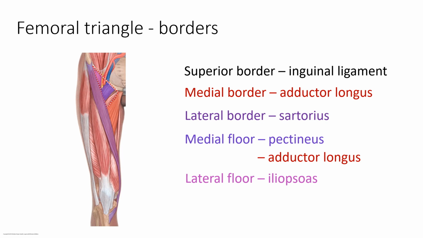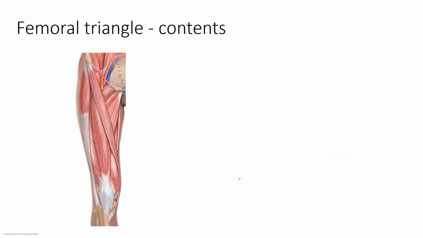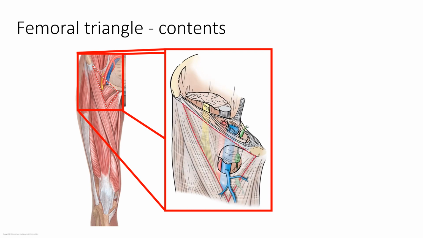Just as a reminder, this iliopsoas muscle is made up of two muscles that can be found in the abdomen. These muscles are the iliacus and the psoas major. So as I was saying, if we're looking at the femoral triangle, now we're going to look at the contents. So let's take a zoomed in picture of the contents of the femoral triangle.